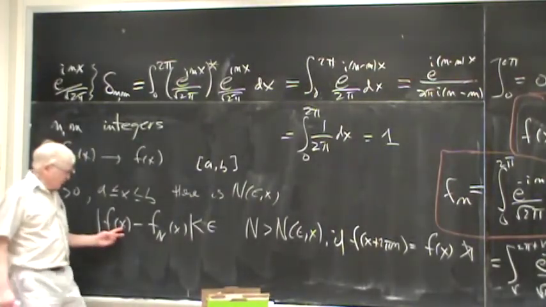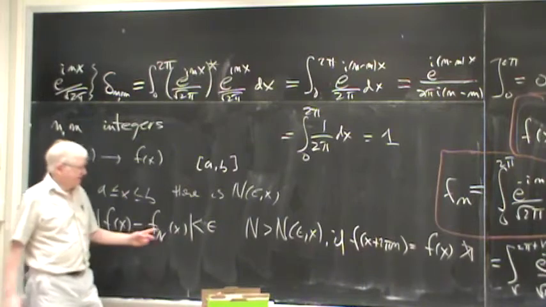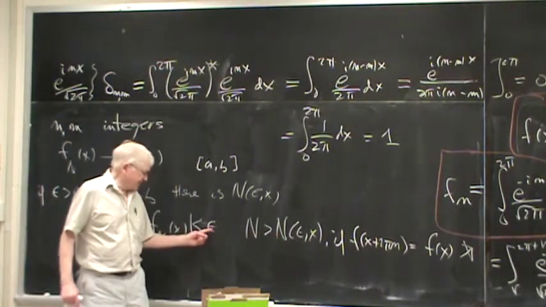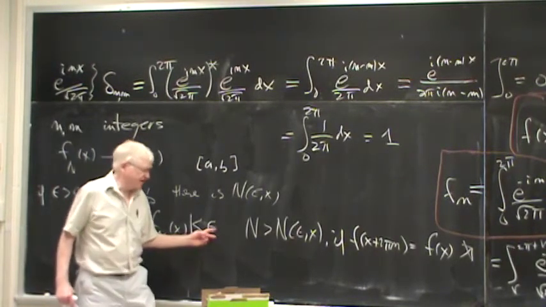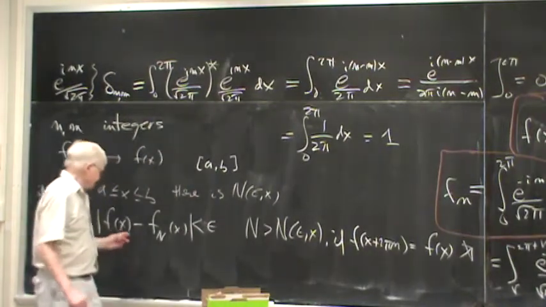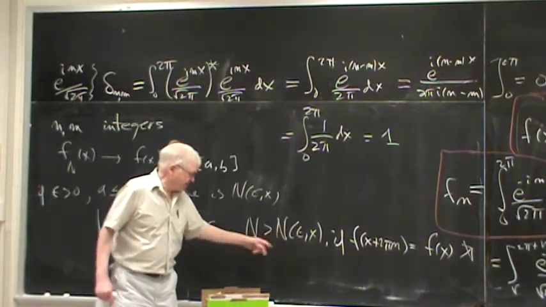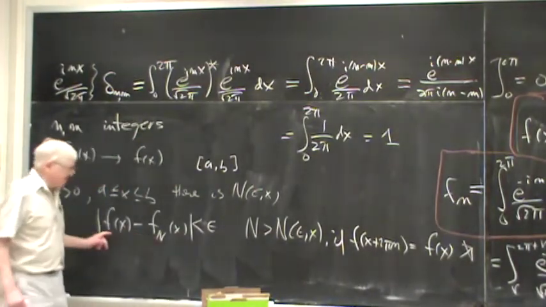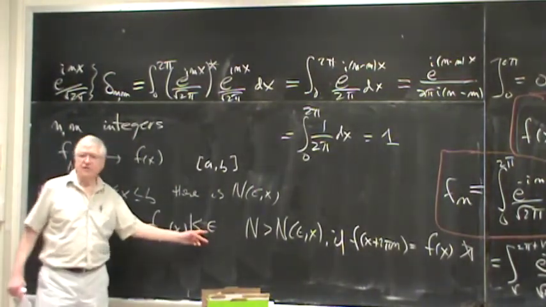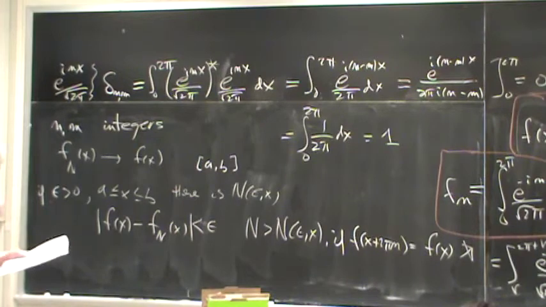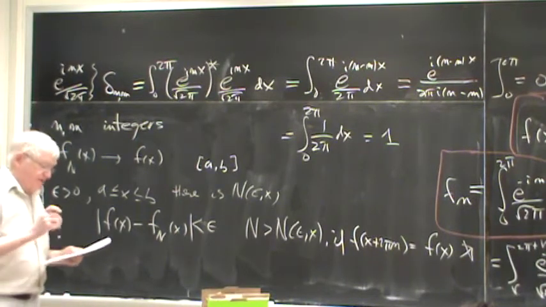So at each point x, you have a special integer, and for each precision that you want, say 10 to the minus 6, and at each point, say a plus b over 2, there's some big integer such that if you're far enough out in the series, the error is less than 10 to the minus 6. So that's pointwise convergence. Well, we've run out of time, so I'll just start here next time.